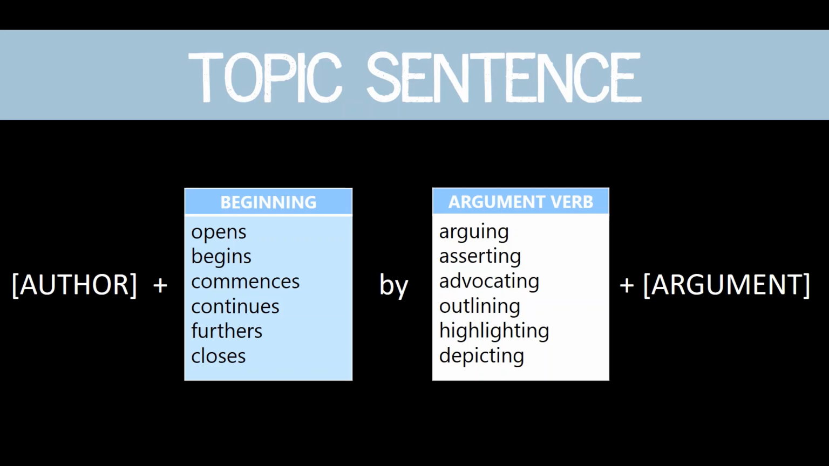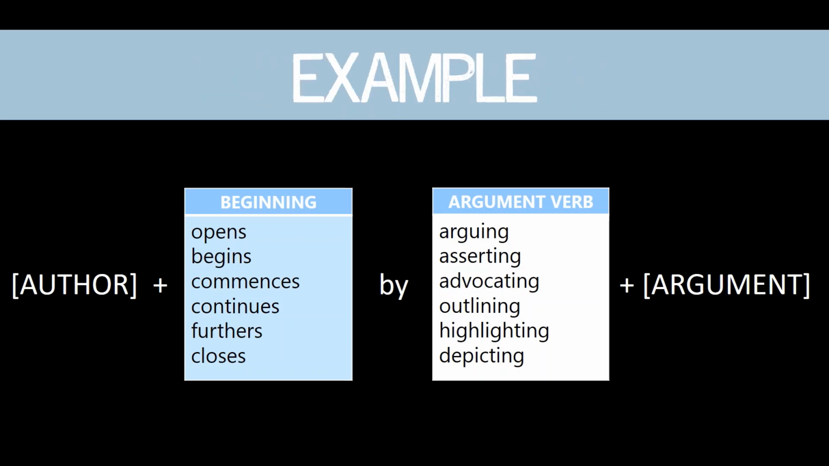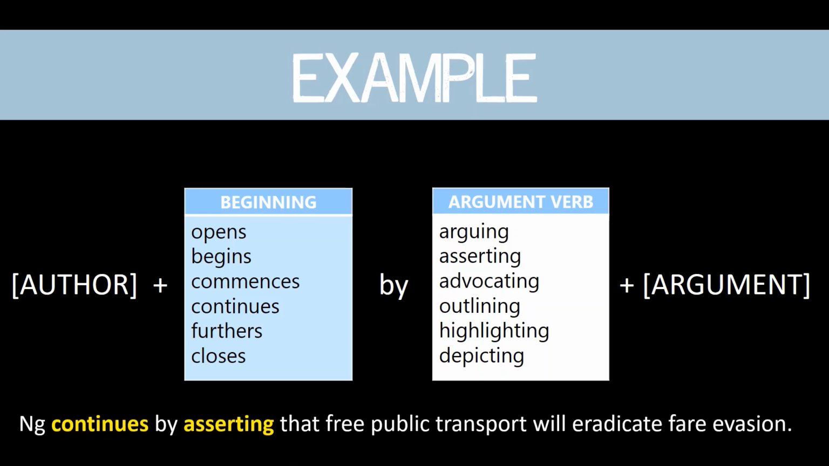So let's have a look at an example using this little template. Nung continues by asserting that free public transport will eradicate fare evasion. So Nung is the author, continues is the structure verb, asserting is the argument verb, and the fact that free public transport will eradicate fare evasion, that is our argument. Add them all up together and we get a really nice topic sentence.